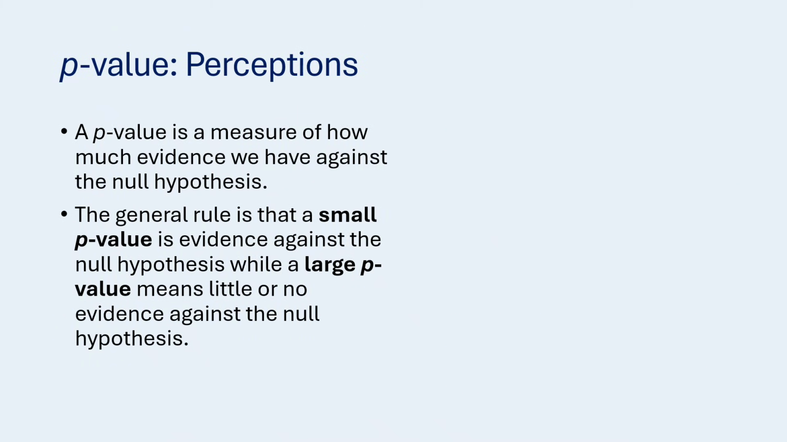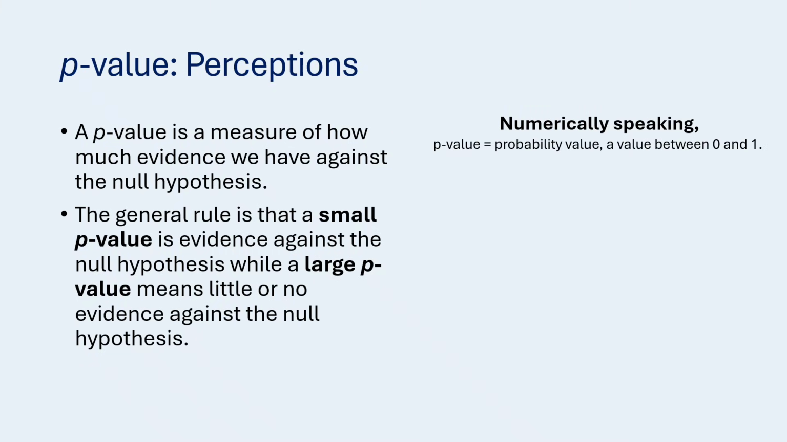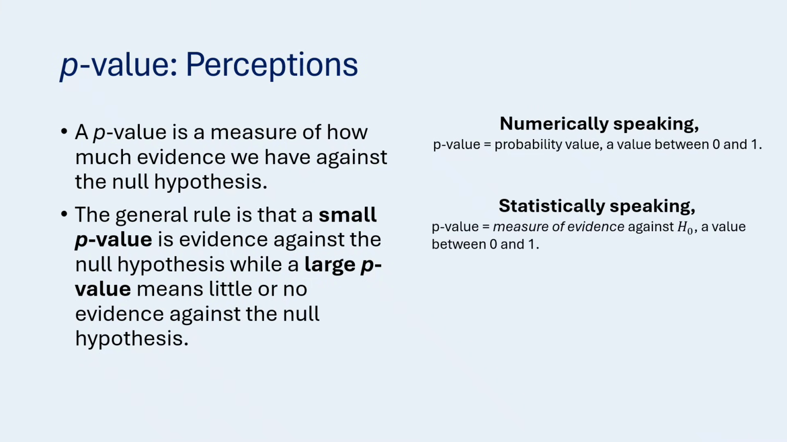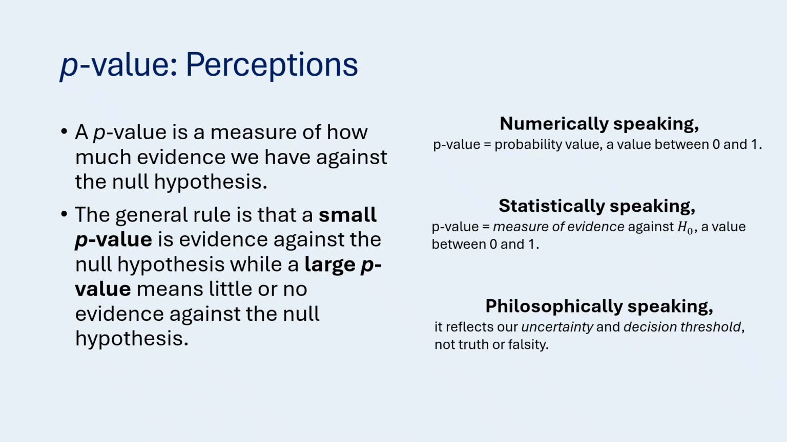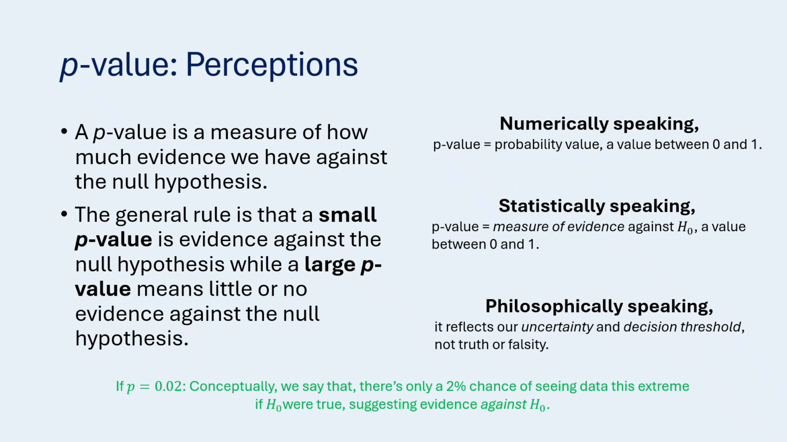So let us understand some perceptions about p-value. A p-value is a measure of how much evidence we have against the null hypothesis. So a general rule is that for a small p-value, there is strong evidence, and for a large p-value, we say there is no evidence against the null hypothesis. Numerically speaking, the p-value is a number between 0 and 1. Statistically speaking, it is a measure of evidence against H0. And philosophically speaking, it reflects our understanding of uncertainty and a decision threshold, but not the truth or falsity.